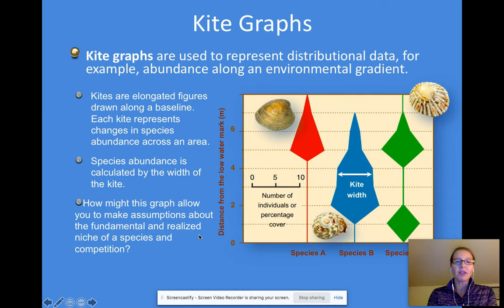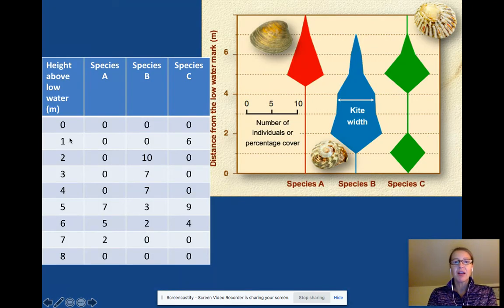Now I'm just going to talk to you about how to make a kite graph. So if you were given this data, right, and you could put it together on here. So you spread it out so you have lots of room. Each species gets its own kite, and the abiotic factor, whether altitude or distance from low water mark, goes along here, right? So you've got 1 meter, 2 meters, 3 meters, 4 meters, 5 meters. And then you take those measurements. So at 0 meters, none of these guys are around, right? So there's no width at 0 meters.